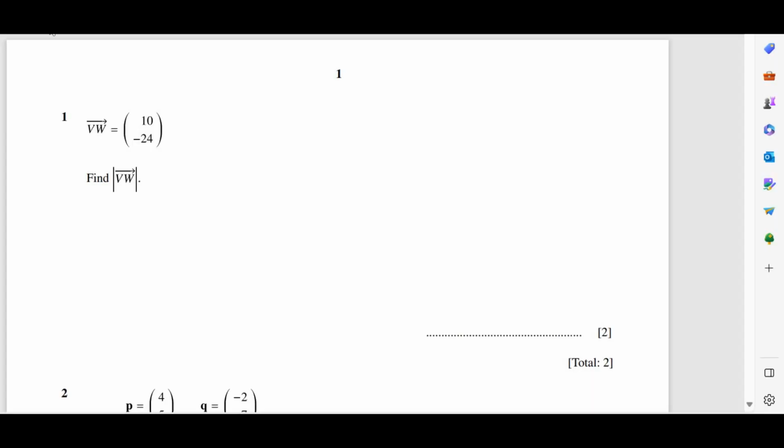Today we are going to discuss the topic vectors, and in vectors we are going to discuss the first worksheet, which will be related to the intermediate level questions related to the vectors. Let's move to question number one. Question number one is the magnitude of VW, find this.